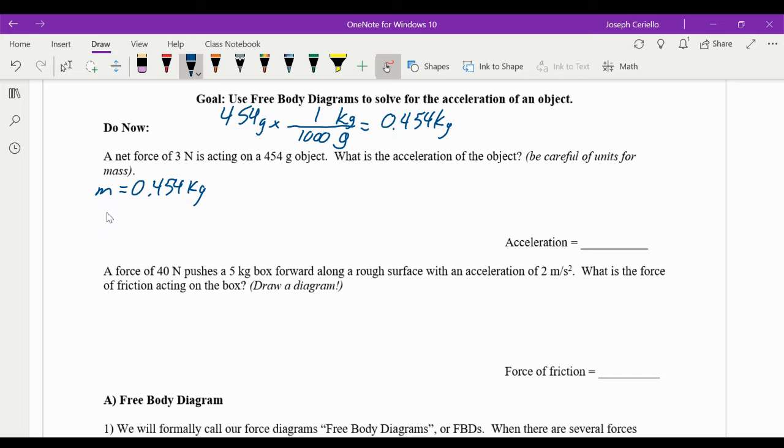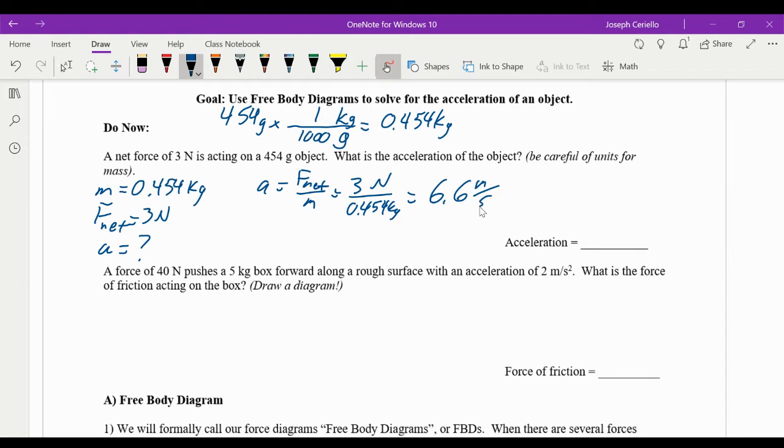All right. Now for the next part here, we know that the net force, F net, is equal to 3 newtons. Now that's not just one of the forces. There could be 5 forces acting on this thing, but at the end of the day, they all add up, subtract, cancel out, and we are left with 3 newtons of force. And we're looking for the acceleration. So a equals F net over m. And we have 3 newtons over 0.454 kilograms. And we're left with 6.6 meters per second squared. A newton divided by a kilogram is a meter per second squared.